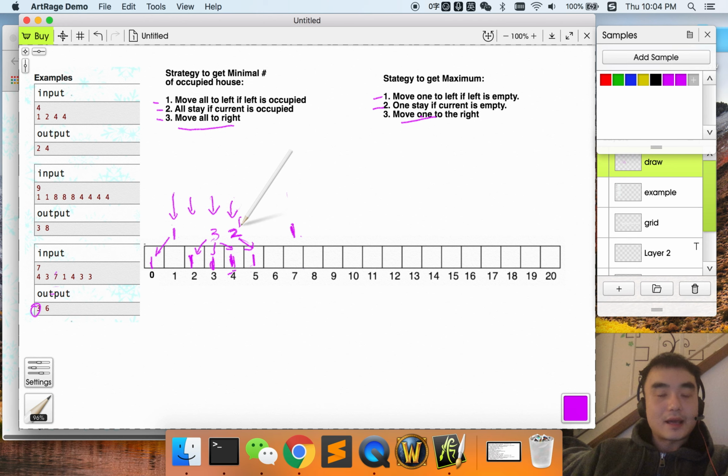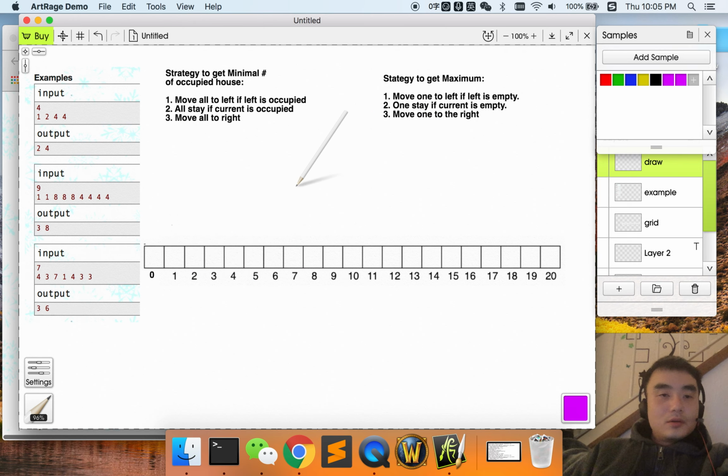Actually, we can move him wherever we want. It doesn't matter, right? Because all these three houses are already occupied. So it doesn't matter. And for the last guy, we move one to the left. His left is empty. So move him here. So in total, 1, 2, 3, 4, 5, 6 houses are occupied. So the final answer is 6, right? Whew, cool.